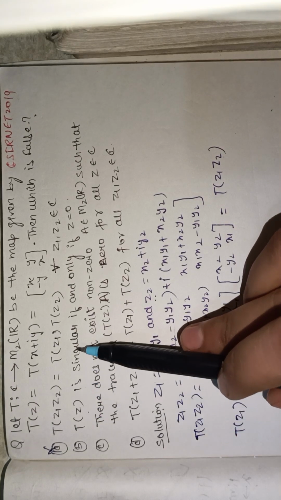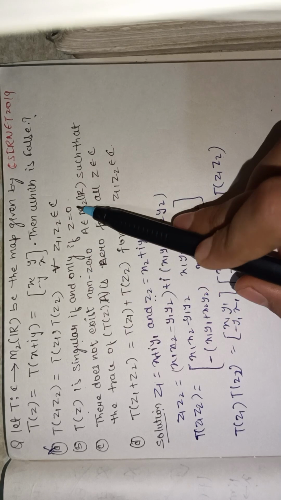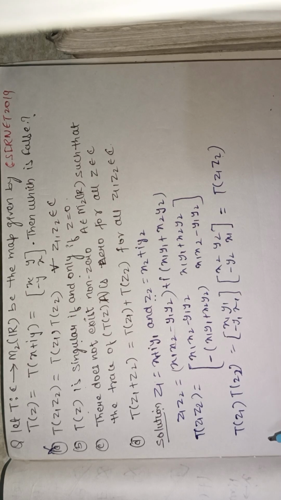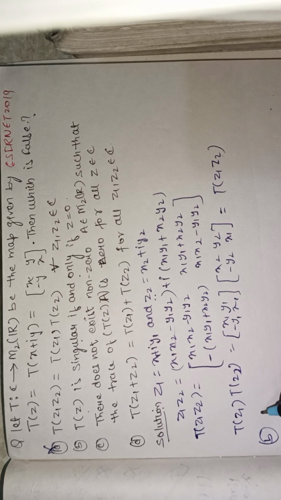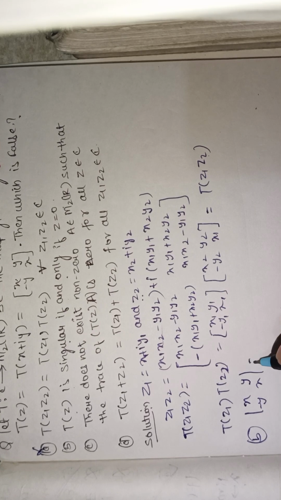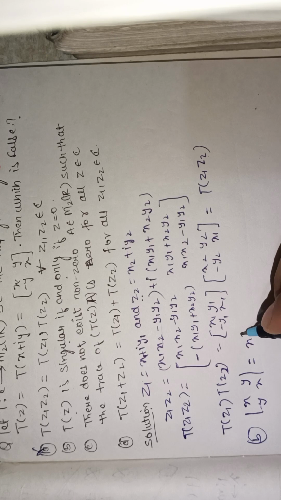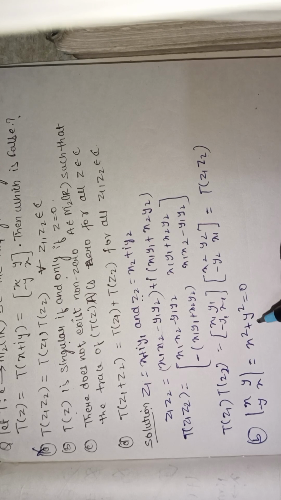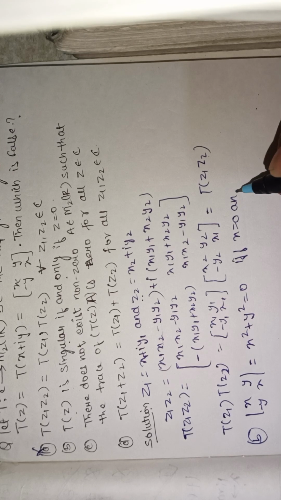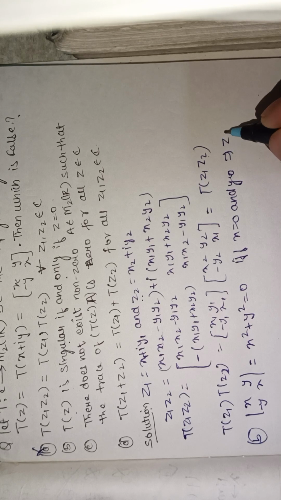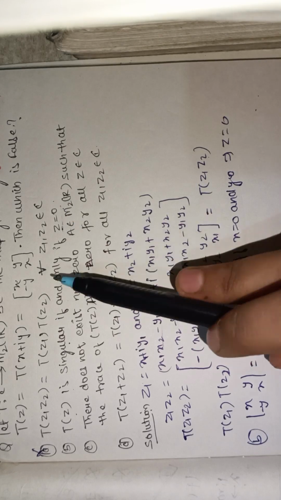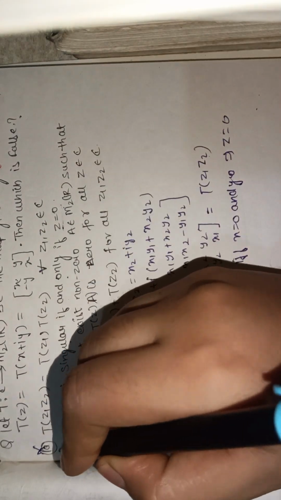Now next, T(z) is singular if and only if z is equal to 0. We know that a matrix is singular if its determinant is equal to 0. For option B, what do we do? The determinant of this, x squared plus y squared, is equal to 0. This is equal to 0 if and only if x is equal to 0 and y is equal to 0, which implies z is equal to 0. So this is only true when z is equal to 0. So this option is also true. We have to find a false option, so this option is also incorrect.